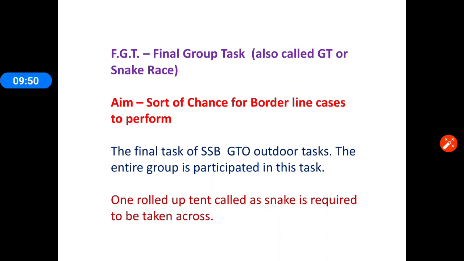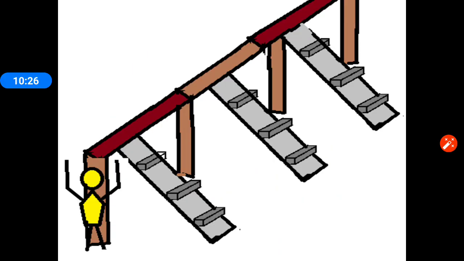So it is again a GTO's task, and the entire group as a whole is required to participate in this task. Sometimes they divide the group in two parts and they compete with each other. Now, one rolled up tent is given, called the snake, and candidates are required to carry this tent or snake over their shoulders to cross the obstacles. The obstacles again have the same red, white, and blue pattern. So in certain places you are not supposed to touch. So this is how the obstacle system is.